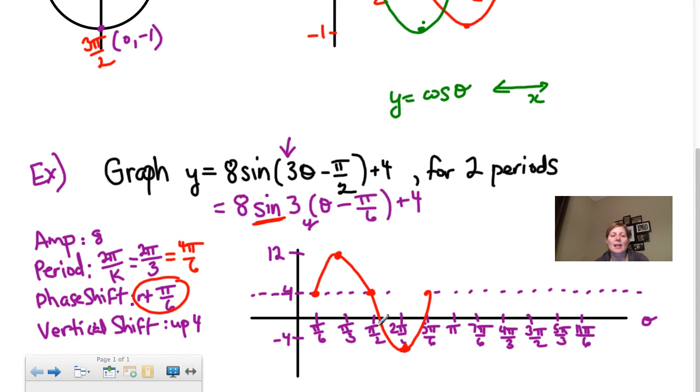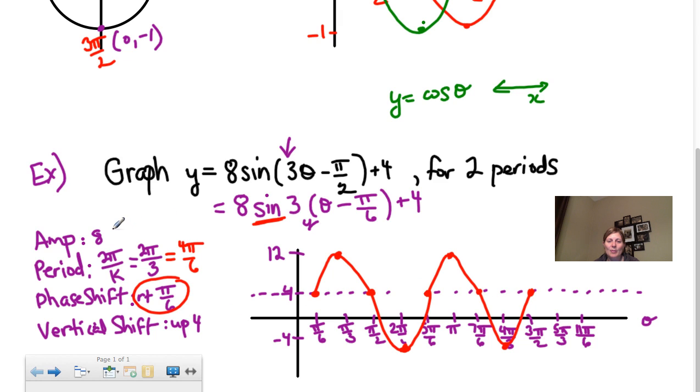So that completes one cycle of this function, but I said we want to go 2 periods. So now I just repeat the pattern, and it looks like every pi on 6, I'm going to be either going to a maximum, a minimum, or back to the axis of curve. So now that I'm on the axis of curve, I'm going to go back up to a maximum here at pi, back to the axis of curve, down to the minimum at 4 pi on 3, and then back to the axis of curve at 3 pi on 2. So then I just complete that. And now I've completed 2 cycles.